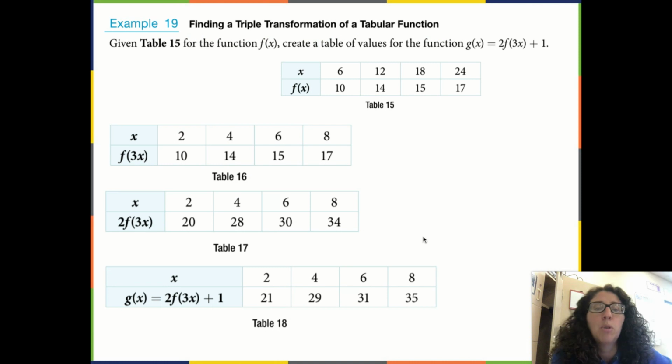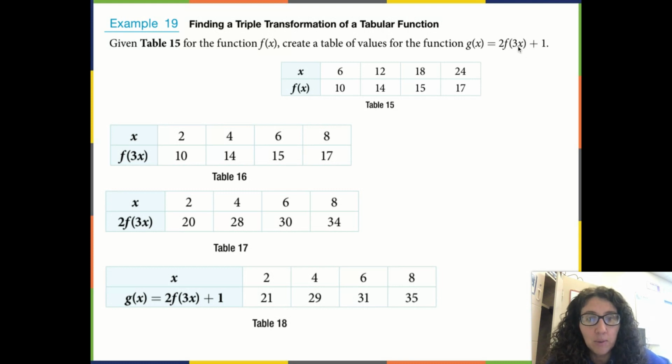Let's look at a table. All right, we've got a function and they give us some input values and some output values for a function. And we want to make a table for this new function that looks like this. It's 2 times f of 3x plus 1. Okay, so let's think about this. We're going to have a horizontal compression by a factor of 3, a vertical stretch by a factor of 2, and a vertical shift up 1, right? So let's do them in that order.